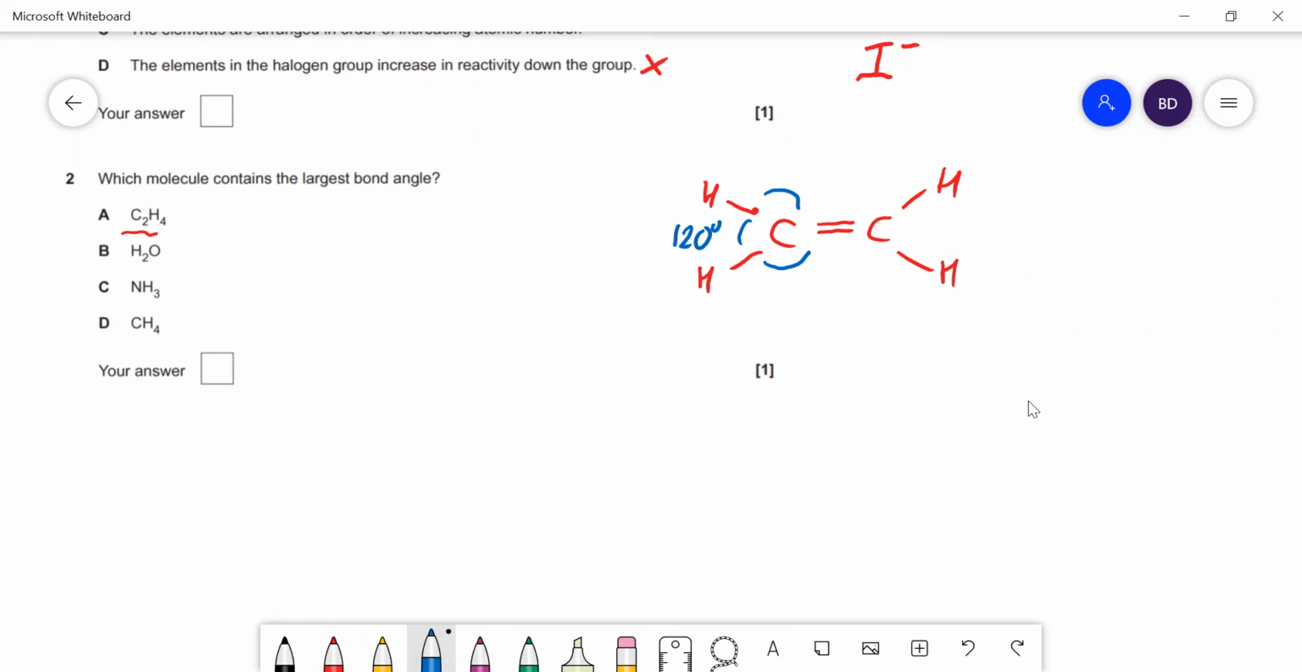Now all of these other bond angles in these compounds are going to be smaller because they're all actually based on tetrahedral shape. I'm going to start off backwards with methane. So methane, you've got 4 bond pairs and no lone pairs. And the bond angle is 109.5.